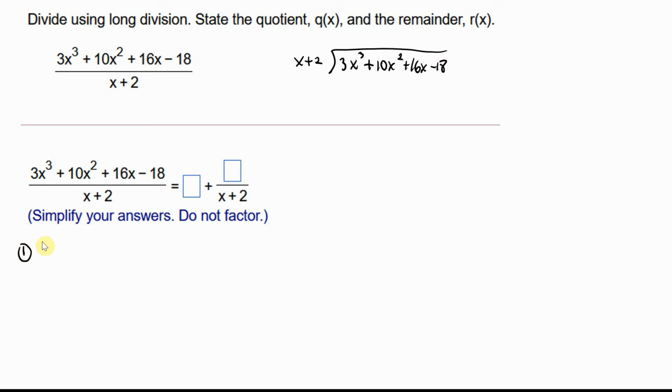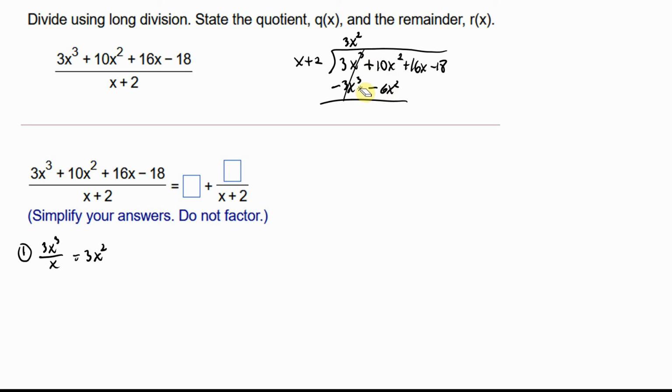So step 1, we divide 3x to the third by x. We get 3x squared. I put the 3x squared up here. 3x squared times x is 3x to the third. 3x squared times 2 is plus 6x squared. Draw a line, subtract. That becomes negative. This becomes negative. Right? First terms always cancel out.